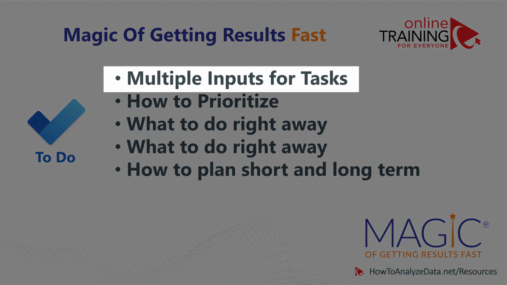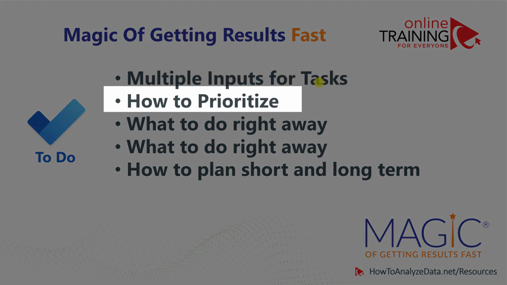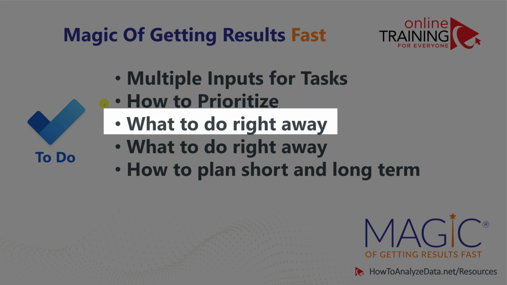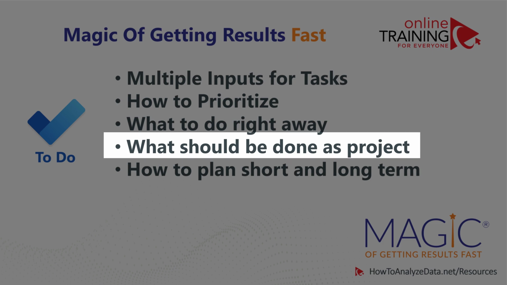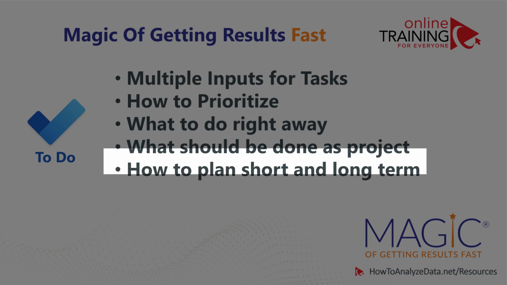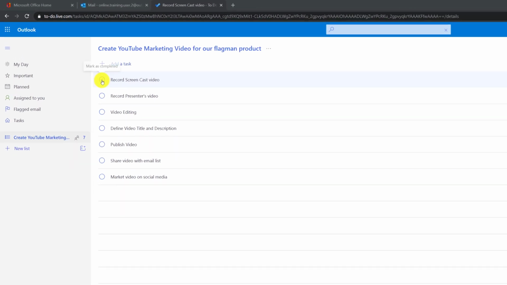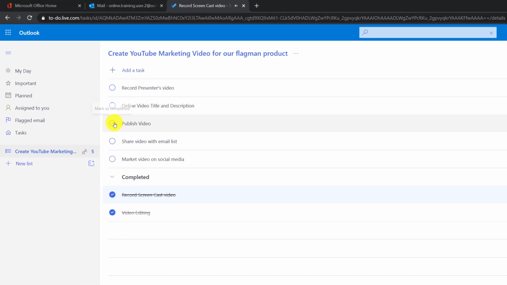It accounts for multiple inputs for tasks, helps you to prioritize and decide what to do right away and what should be done as a project. It also allows you to plan short and long term. Using a combination of Microsoft ToDo and proven methodology will help you get things done and organize your work extremely fast and efficient.